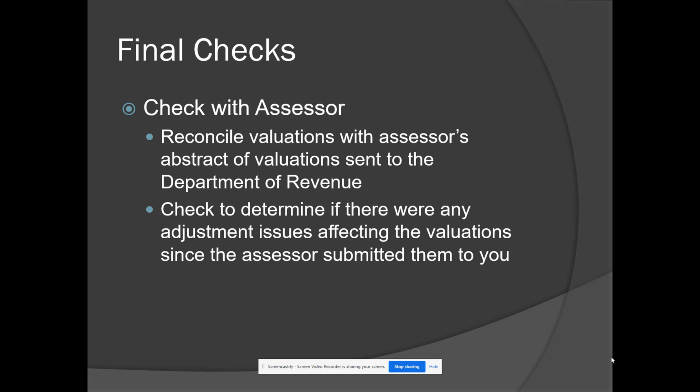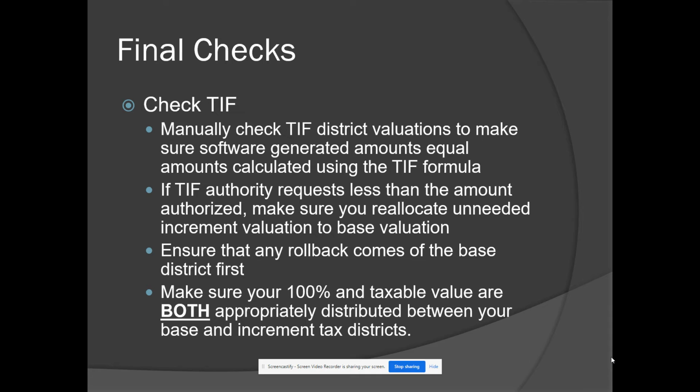For final checks, be sure that you're checking with your assessor. Reconcile the valuations with the assessor's abstract evaluations that they send to Department of Revenue. There very well could be changes between those times, but you want to make sure that you understand those changes and where they're coming from, and you can explain those. Again, check to be sure if there are any adjustment issues that affect the valuations since the assessor submitted that to you. It's just a good communication time to check in with them.